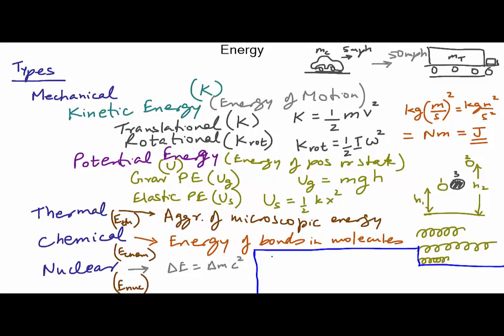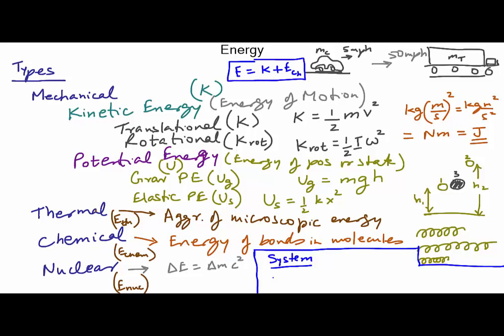Okay, let me also quickly introduce the concept of a system. A system is an object or a collection of objects for which we want to talk about the energy. So if I have this car over here, and my system is just the car, it has kinetic energy because it's moving. It has chemical energy because it's got fuel that has chemical energy stored that it can use. And so the total energy of this system would be the sum of the different kinds of energies.